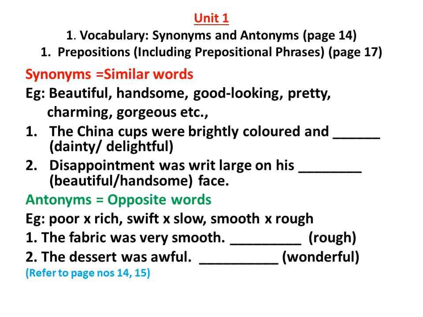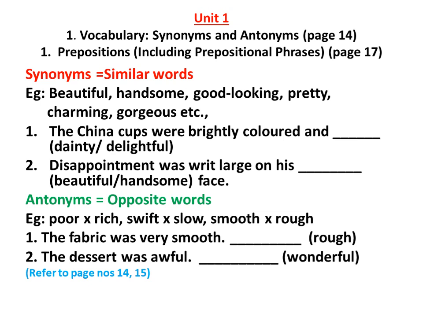The entire list is given. You can just practice. Then grammar, we are going to study prepositions, including prepositional phrases which are given on page 17. So synonyms are similar words, as we all know, words with same meaning. For example, beautiful, handsome, good looking, pretty, charming, gorgeous, etc.